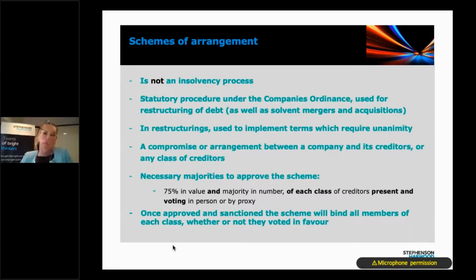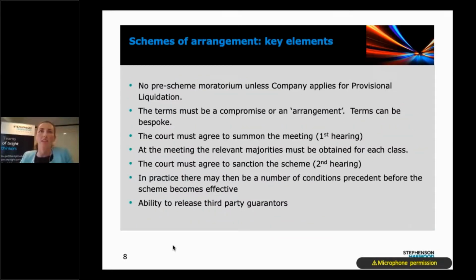So on the next slide, I talked about some of the steps here. I think the key thing is that ultimately what the company and the creditors agree can be very bespoke. There's a lot of flexibility on the terms of what they want to agree. So there can be a debt for equity swap. Creditors can compromise their claims, i.e. agree to take a lower payout, for example, 50 cents in the dollar or 20 cents in the dollar.